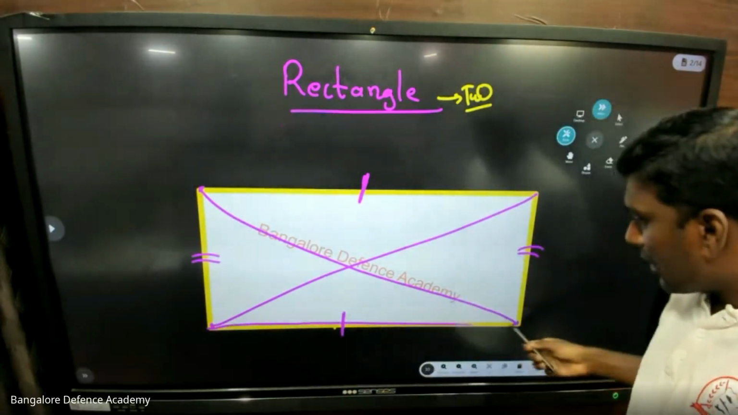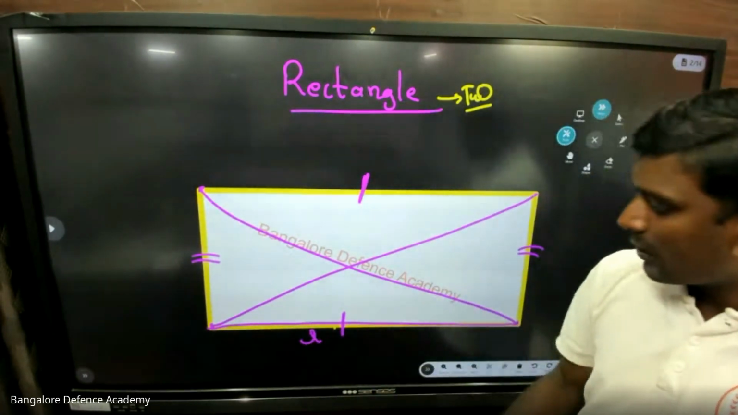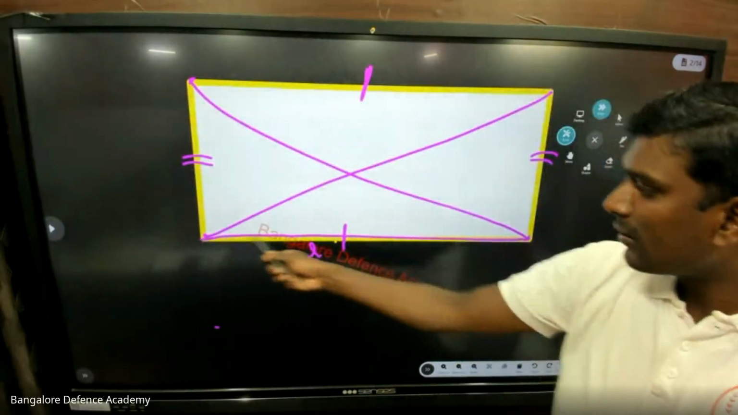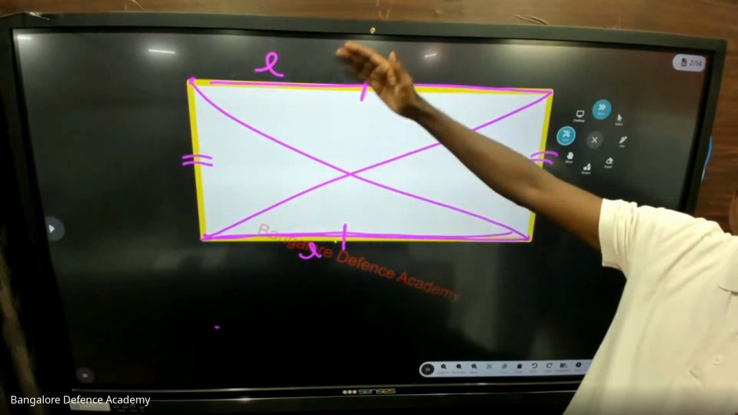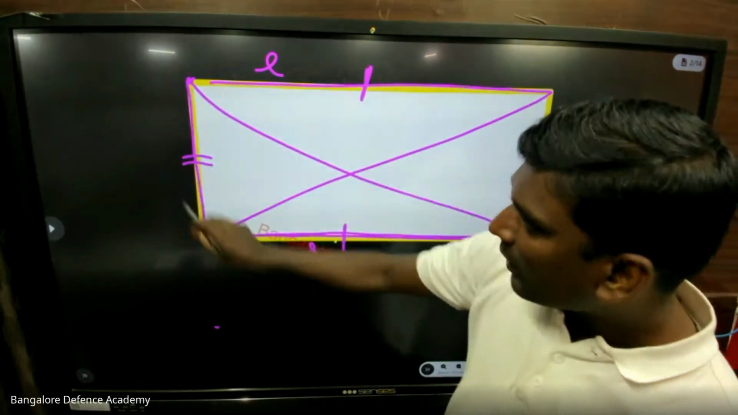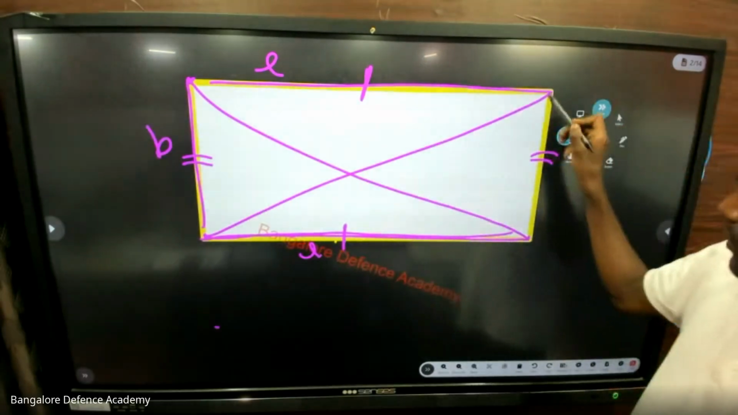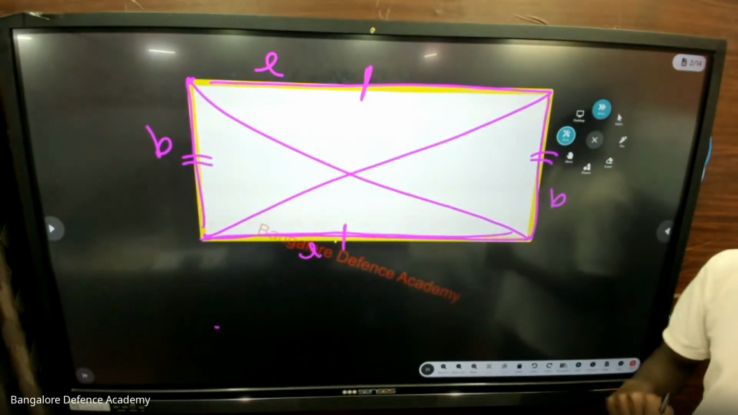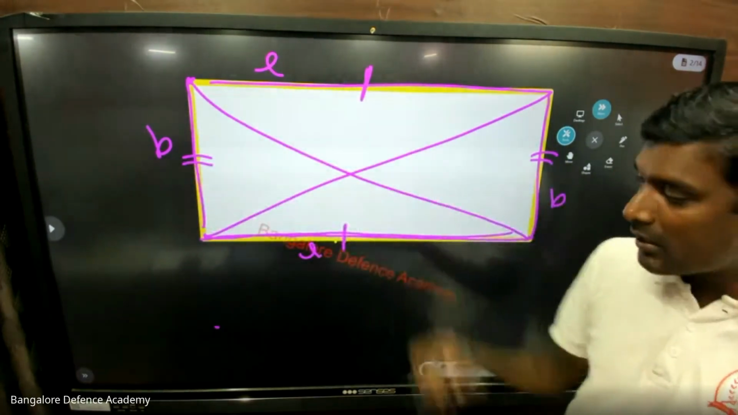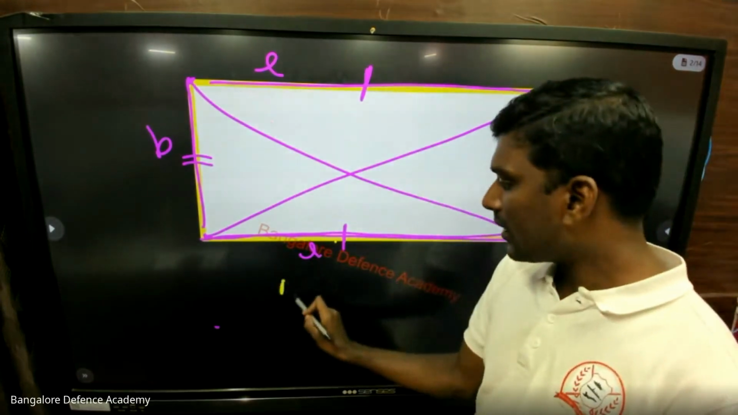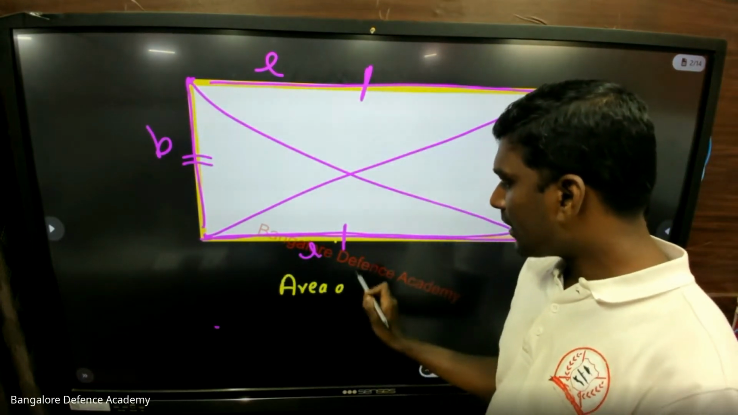Now let us try to understand. Imagine I take this as length, L. This is also length, because both are equal. If I take this as breadth, this will also become breadth. So we have length and we have breadth. You understand? Now the first formula here, write down the area of a rectangle.